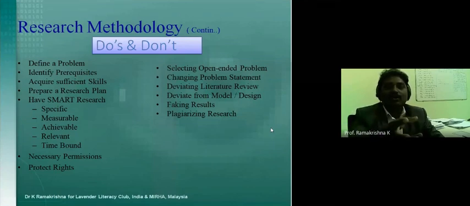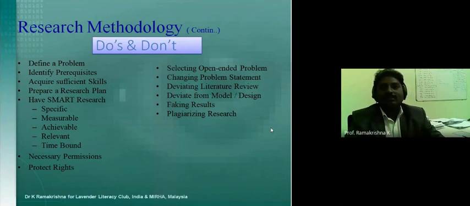That's the reason why you should not change any problem statement. And it should be relevant always. Whatever literature review you are doing should be relevant to your problem statement. You should not deviate, though it is related to the domain. Most of the time, people spend time on literature review because we don't define the boundary, we don't define the scope. So it's very important not to deviate in the literature review, and not to deviate from the model and the design.